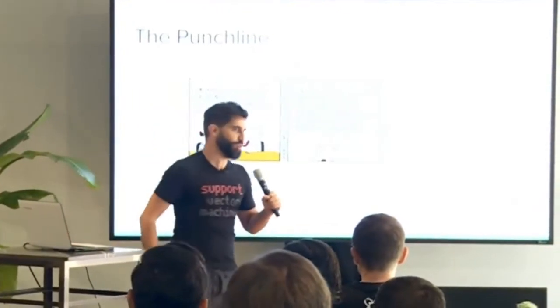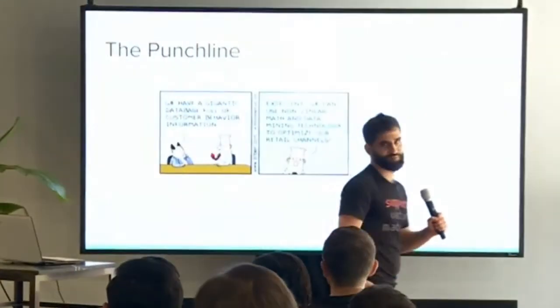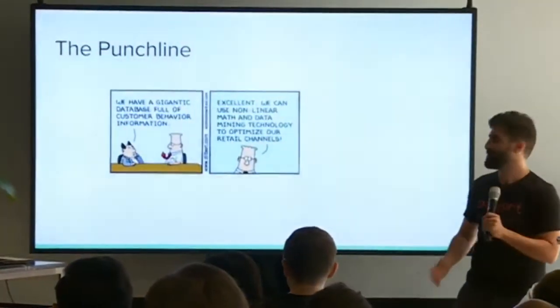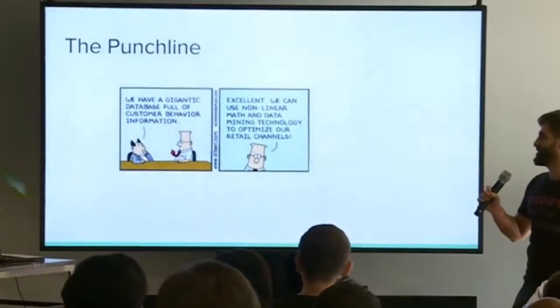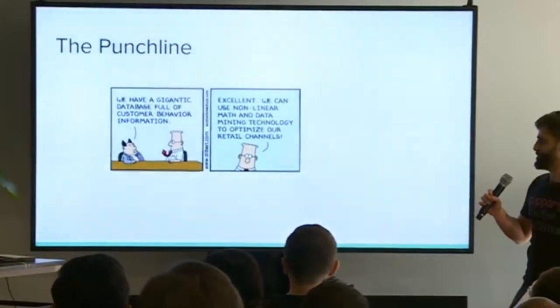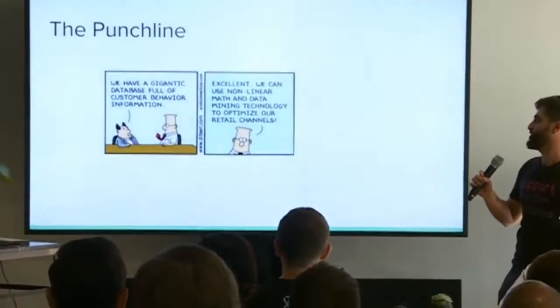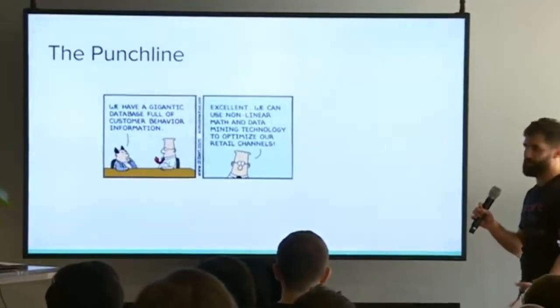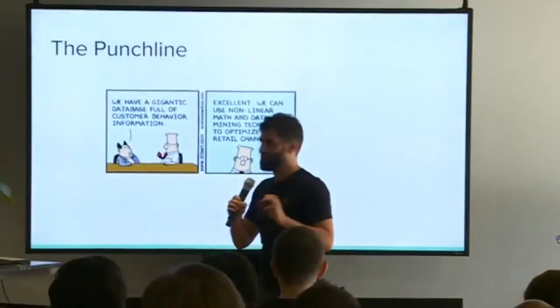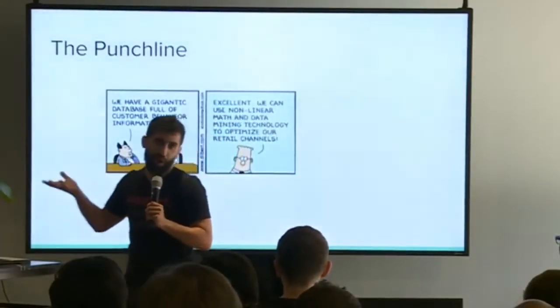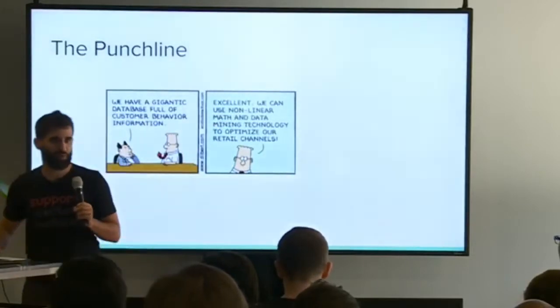So let's start with the punchline, right? And no presentation is complete without Dilbert. Here's the boss saying, hey, we have a gigantic database full of customer behavior information. And Dilbert's like, excellent. We can use nonlinear math and data mining technology to optimize our retail channels. And that's pretty much deep learning, right? We use nonlinear math and data mining to optimize stuff. That's exactly what we want to do.